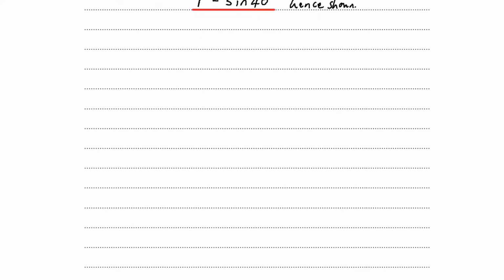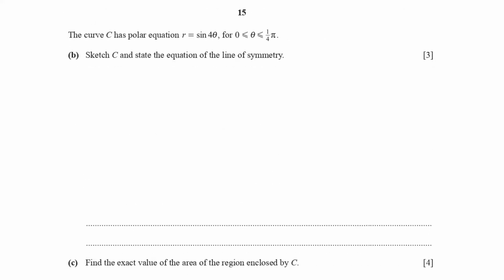Let's move on to part B. It says, the curve C has polar equation r is equal to sine 4 theta for values of theta between 0 and a quarter pi. Sketch C and state the equation of the line of symmetry. Now we want to make a sketch of the graph r is equal to sine 4 theta. And to do that, I'm going to start with the Cartesian graph of r is equal to sine 4 theta.